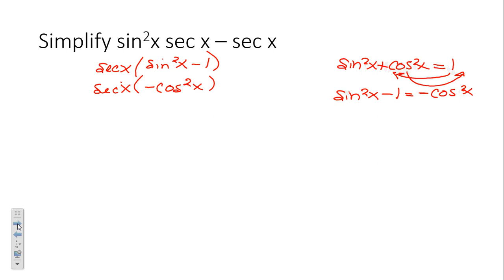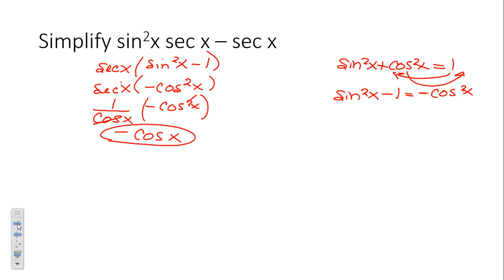But what's the secant? 1 over the cosine, the reciprocal of cosine, right? So I've got 1 over the cosine times a negative cosine squared of x. These two will cancel, right? And I just have a negative cosine of x. And that's as simple as it will get. Because I had a cosine squared up here and a cosine to the first down here, so I'll still have a cosine up in the numerator.